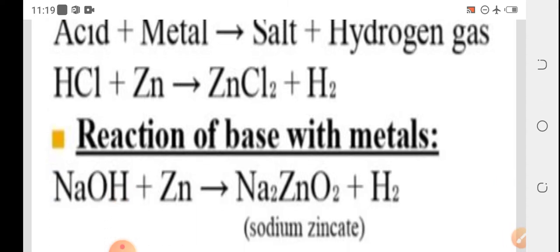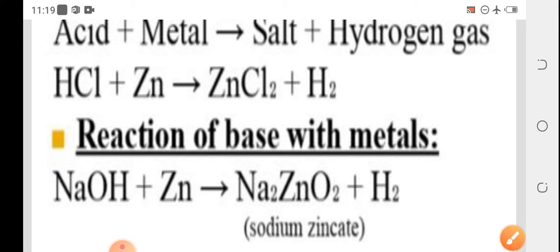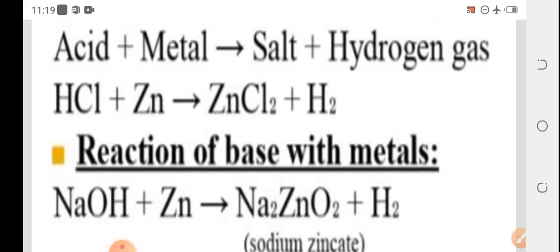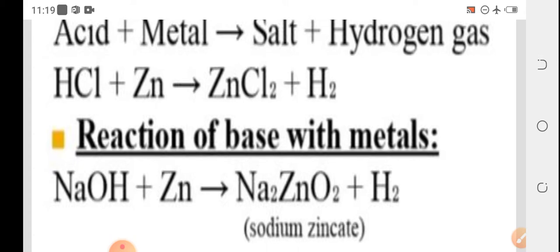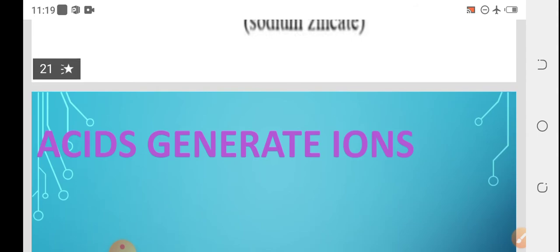Similarly, for the base sodium hydroxide, 2 moles of NaOH react with Zn to form Na2ZnO2 plus H2. That means when the base sodium hydroxide reacts with the metal, it forms sodium zincate, which is nothing but a salt, along with hydrogen gas. So when an acid or a base reacts with metals, they produce hydrogen gas. That is the conclusion of that reaction.